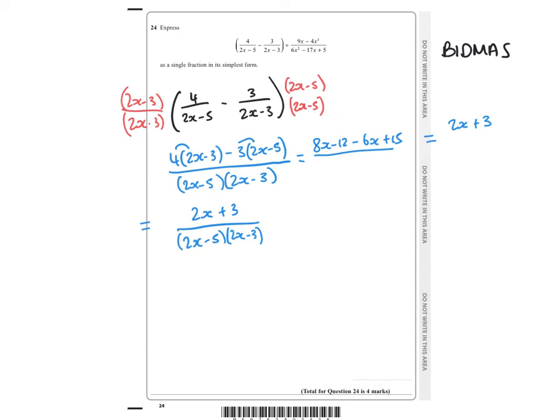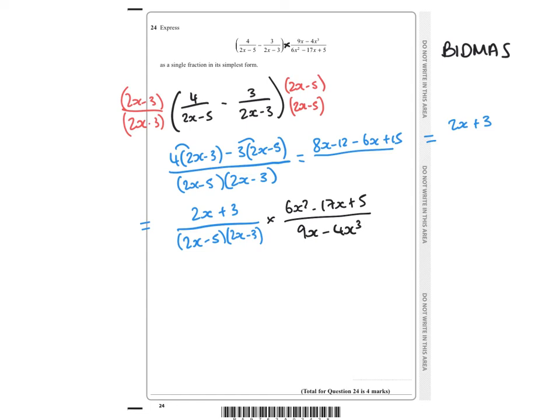Now that I have that, I'm going to divide it by this fraction here. Instead of dividing by a fraction, I'm going to use keep, change, flip, and multiply by 6x squared minus 17x plus 5 over 9x minus 4x cubed.